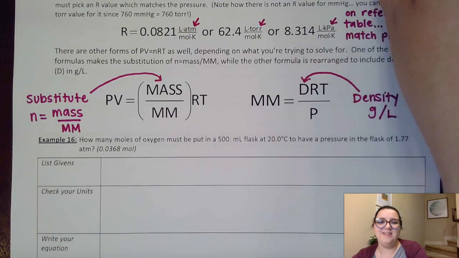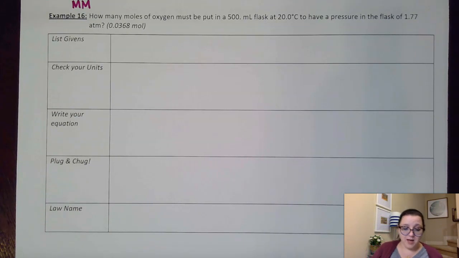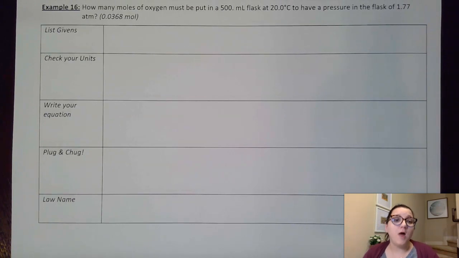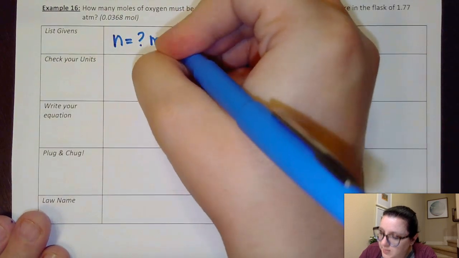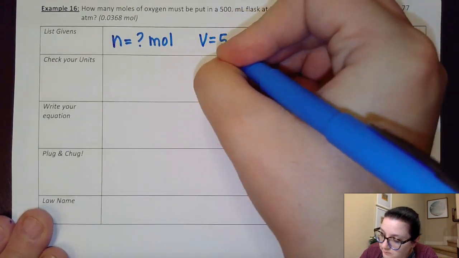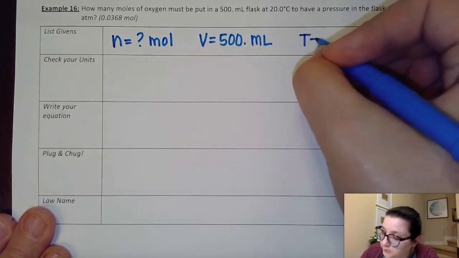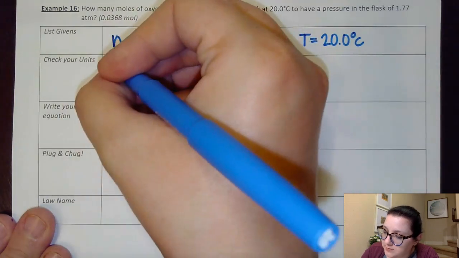All right, with all that said, let's go ahead and look at a problem and also take the time to see how these are a little bit different than what we did with the combined formulas. All right, so to start us off here, I'm going to go ahead and write all of my data out just like we've been doing on our other problems. So this is asking us to find how many moles of oxygen. So I am here looking for n. Must be put in a 500 milliliter flask, so that would be a volume. At 20 degrees Celsius, so that would be a temperature. To have a pressure in the flask of 1.77 atmospheres.